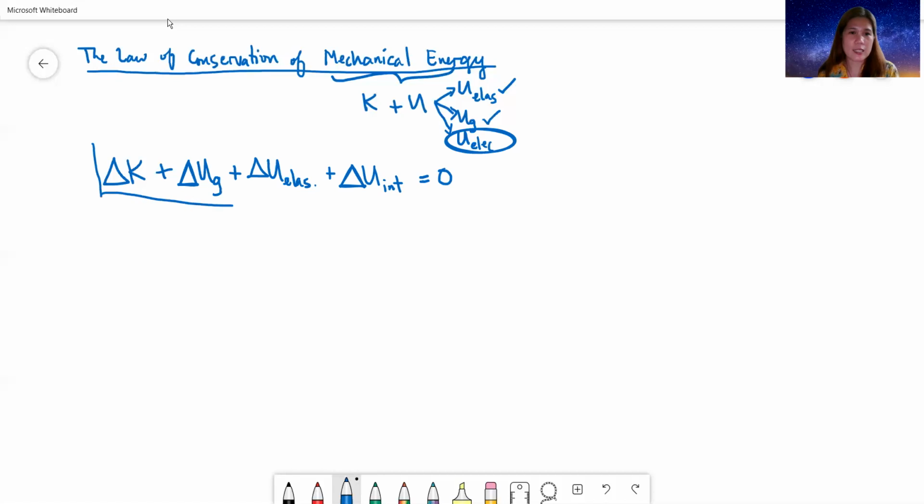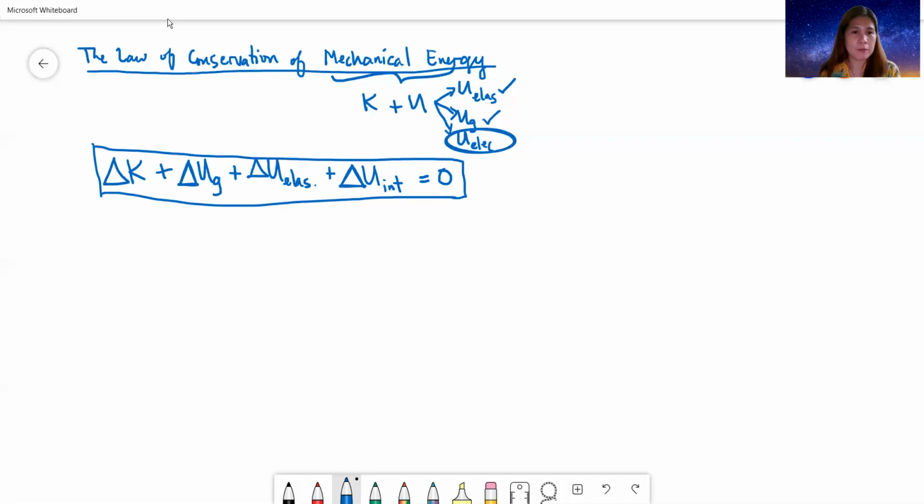This is the fundamental and almost complete equation, because we did not include U electric here.